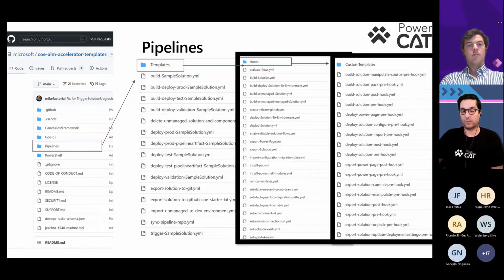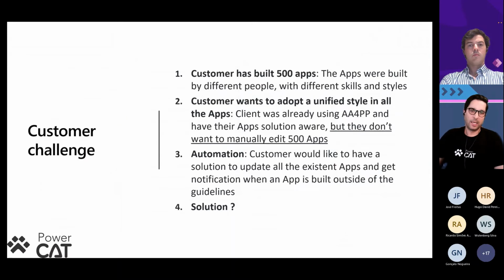Best practice, what we recommend, is to create your own custom template, put it in this folder in your repository, and call your custom template from the hook pipeline, right? So under here, in the template of the hook, you call your own custom template.